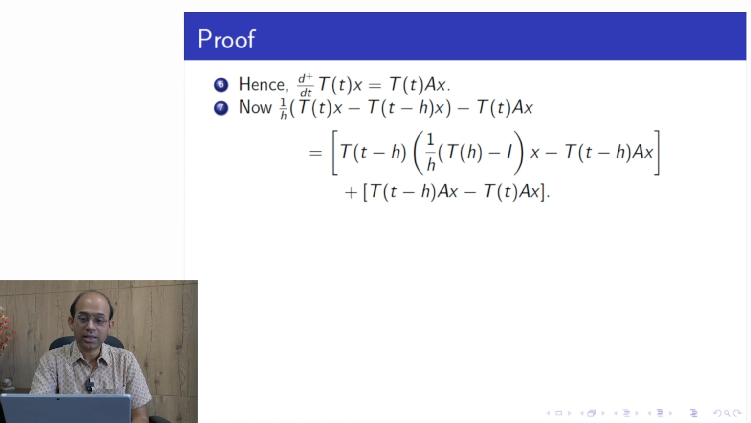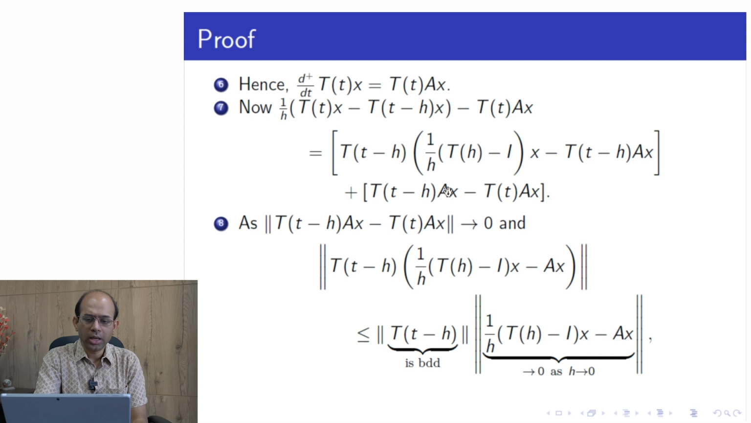T(t)Ax. Instead of writing T(t)Ax, I add and subtract this quantity, T(t-h)Ax. Here I have T(t), but I am writing T(t-h). Since I have subtracted it, I must add it also. So I add T(t-h)Ax. The same thing I have subtracted and then added, and then I have this minus T(t)Ax. So from this I have these two differences.